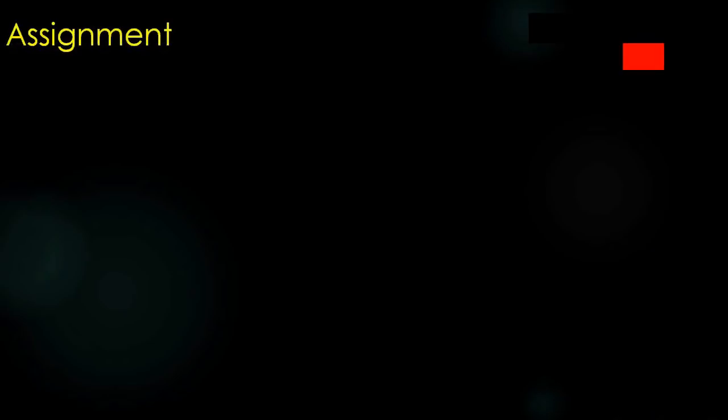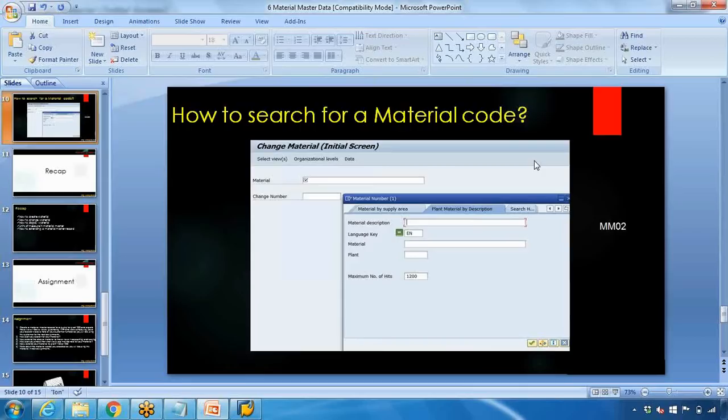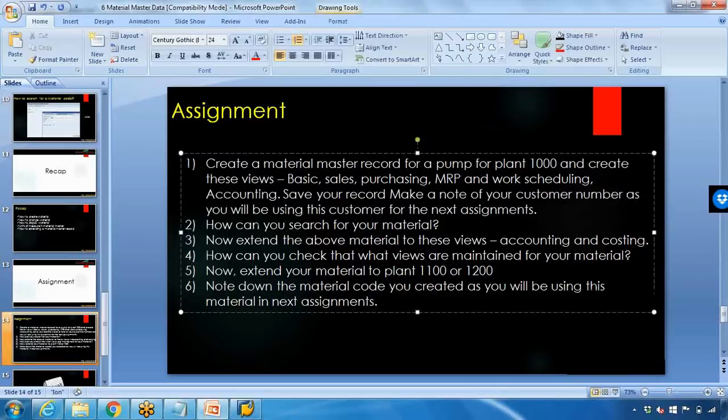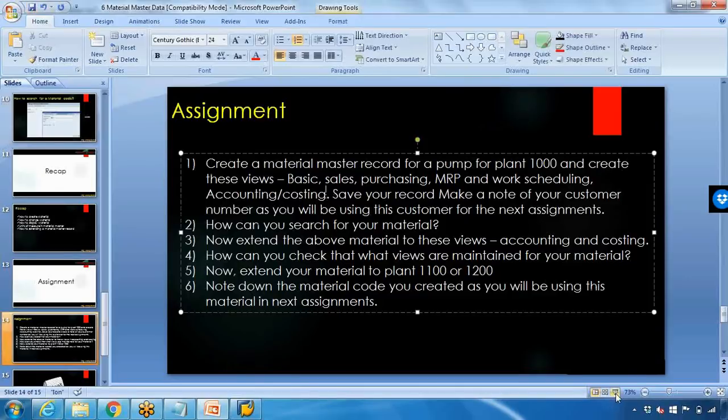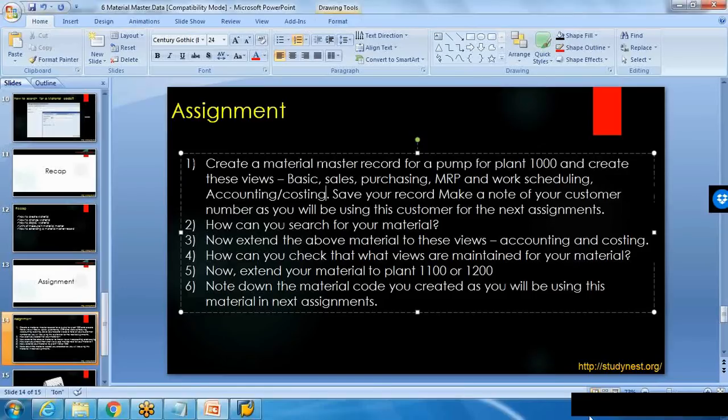So for the assignment, I want you to do this exercise first before you move further. Create a Material Master record for a pump for plant number 1000 and create these views: basic view, sales view, purchasing, MRP, work scheduling view. And I would say create accounting and costing view as well, because that will be used later on. So create these views and save your record. Make a note of the code of the Material Master record.